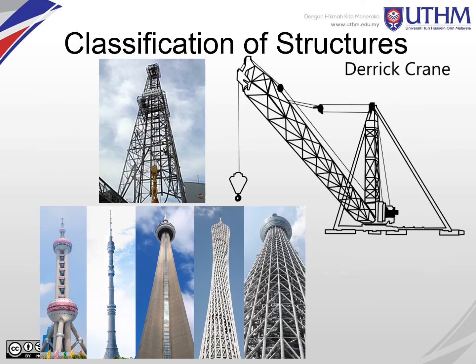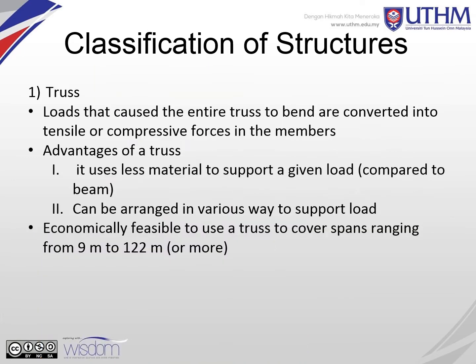So for the classification of structures, you can see these are examples of derrick cranes, which are 3D structures. Number one, truss. In a truss, loads that cause the entire truss to bend are converted into tensile or compressive forces in the members. When we calculate for the truss, we will have determinate and indeterminate trusses. Then we will calculate the forces sustained by each member, whether in tensile or compressive forces.